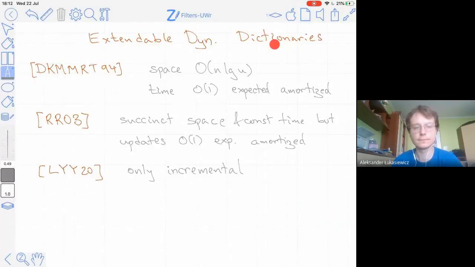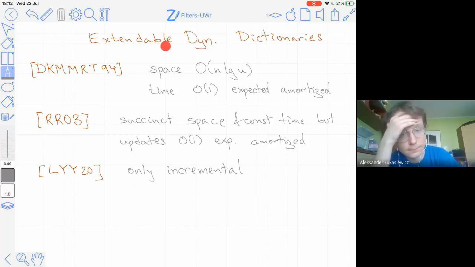Now you want to design dynamic dictionaries that are extendable. And here there are some papers. You see here that the space is not optimal in this paper. Who's the D? I don't remember. The T is Tarjan. One of the M's is Mehlhorn. I don't remember the other names, I'm so sorry. The space is n log u, and the time is constant in expected amortized.